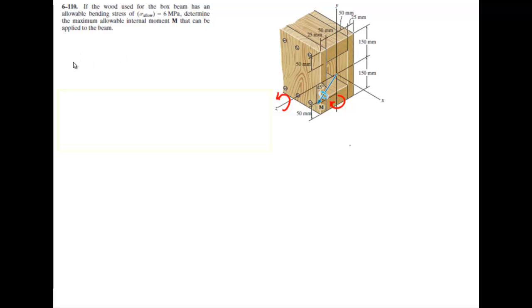In this case, we'd know that Mz is going to equal the moment, M, here, times the cosine of 45 degrees, which will give me 0.7071 M. And do the same thing with My, which will equal M times the sine of 45, which in this case gives you exactly the same thing.